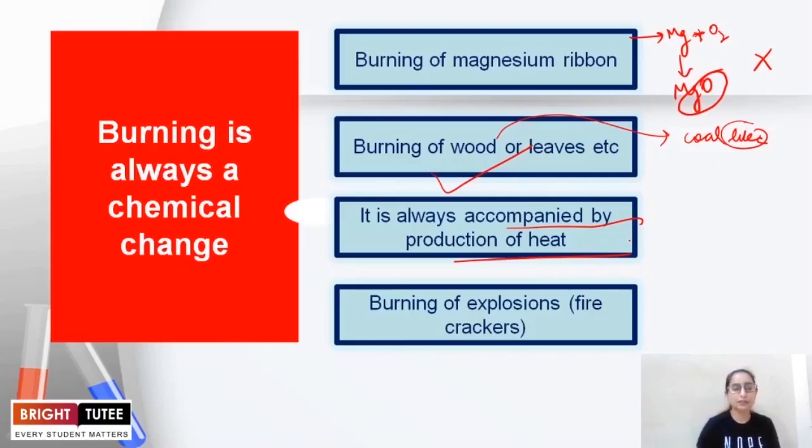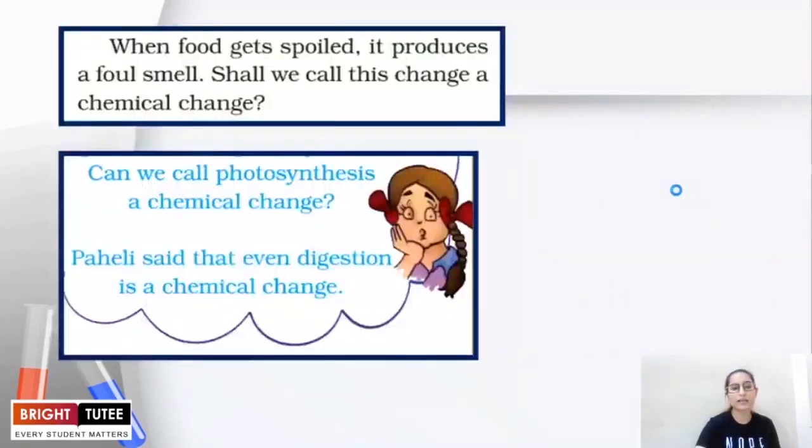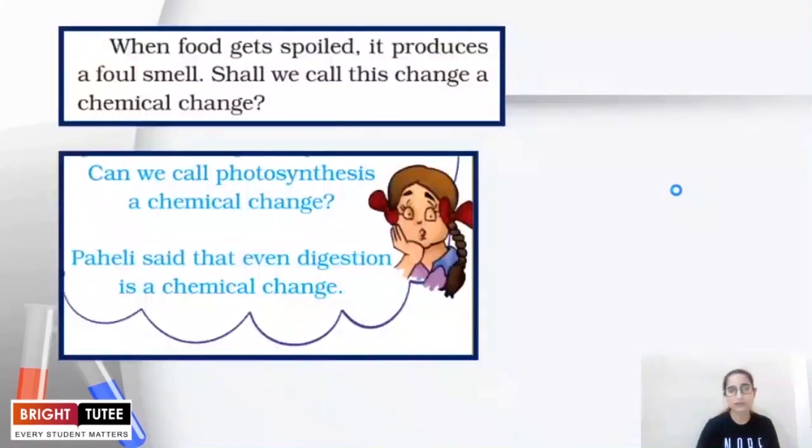And then burning of explosives. Basically, we are talking about firecrackers. What happens in firecrackers? When you light up a firecracker, it goes up in the sky and it burns with a lot of heat and light, right? It releases a lot of heat and light in different patterns. So this is again an example of a chemical change occurring because of burning of a substance which is explosive in nature. So these were some characteristics of chemical changes and burning of substances.